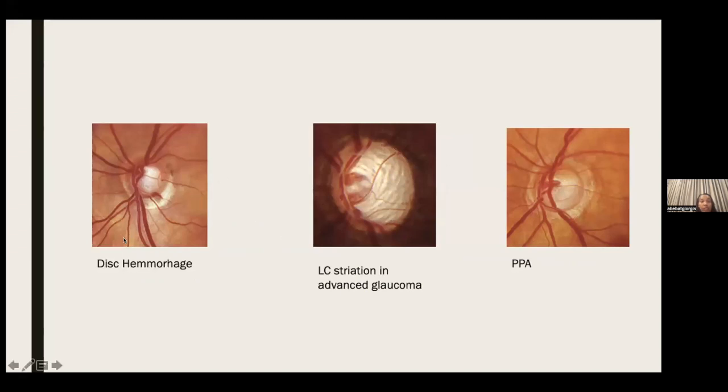Here we have a disc hemorrhage and also rim loss here in the temporal position, and also there is parapapillary atrophy. In this disc, there is lamina cribrosa striation, which is usually seen in very advanced glaucoma cases. And here we have peripapillary atrophy, which is commonly seen in advanced glaucoma.